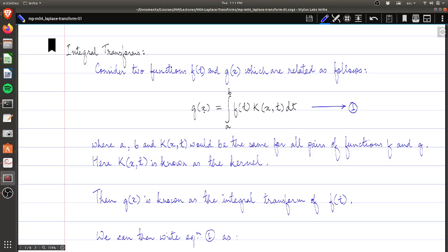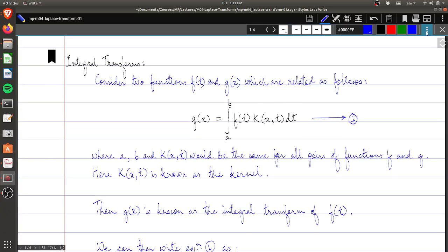Okay, so in today's class, I'll introduce you first to the concept of integral transforms. So there's something called an integral transform. What is an integral transform? Here the key word is transform, right?